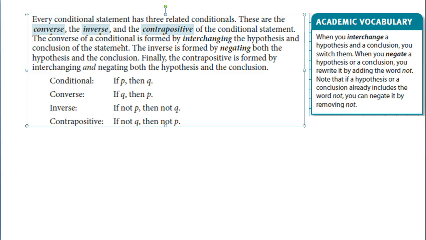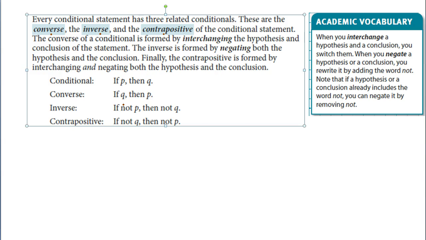The converse of a conditional is formed by interchanging the hypothesis and conclusion of the statement. The inverse is formed by negating both the hypothesis and the conclusion. Negating means to put the word not into the sentence, or if the word not is already in the sentence, taking the word not away. Finally, the contrapositive is formed by interchanging and negating both the hypothesis and the conclusion.